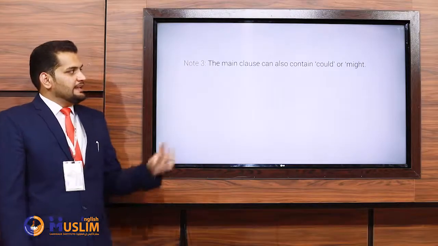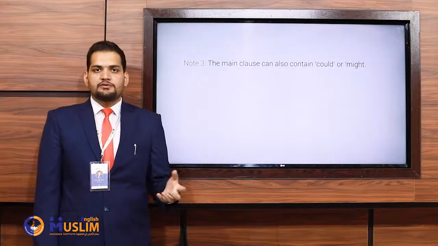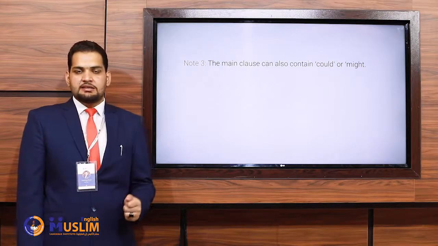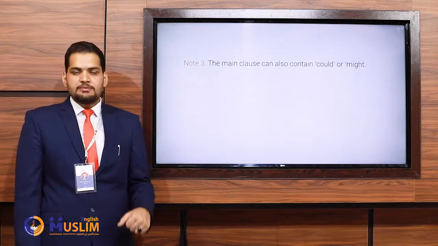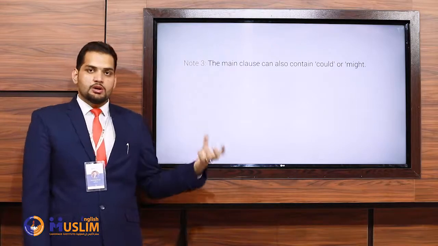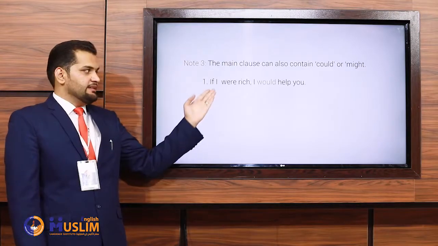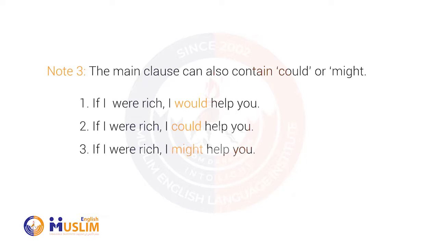Note number three. The main clause can also contain could or might. As I have told you, in the main clause of the second conditional sentence, or in the result clause, you have to use would. But sometimes, instead of would, we can also use the modal auxiliaries could or might. In this sentence, we have would. If I were rich, I would help you. Instead of would, you can also use could. If I were rich, I could help you. Or, if I were rich, I might help you.